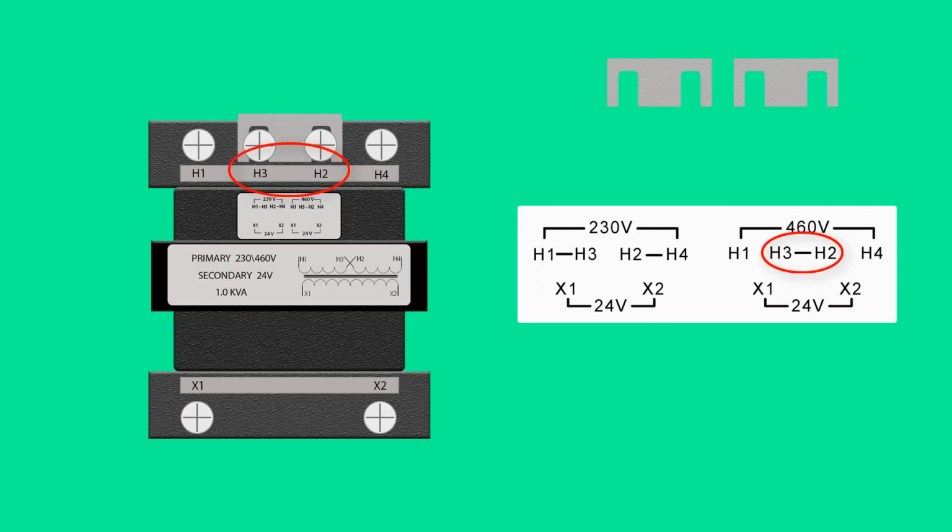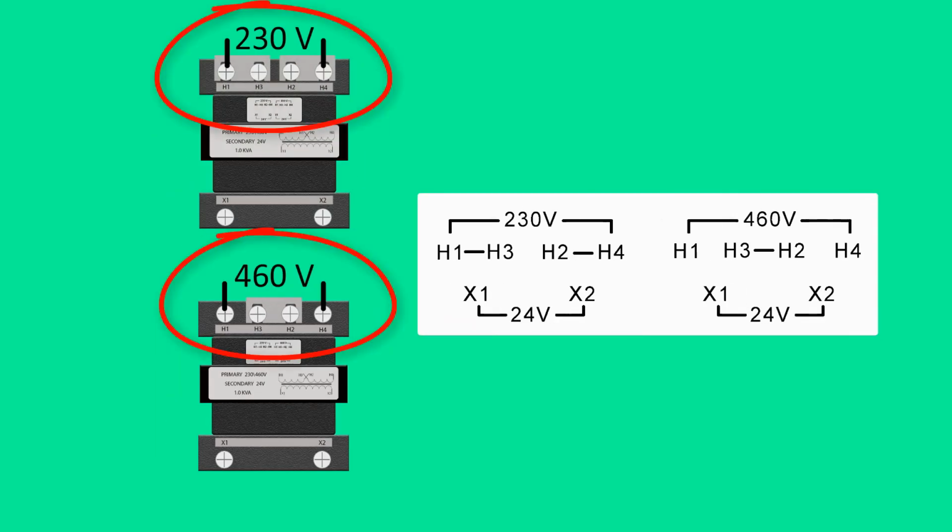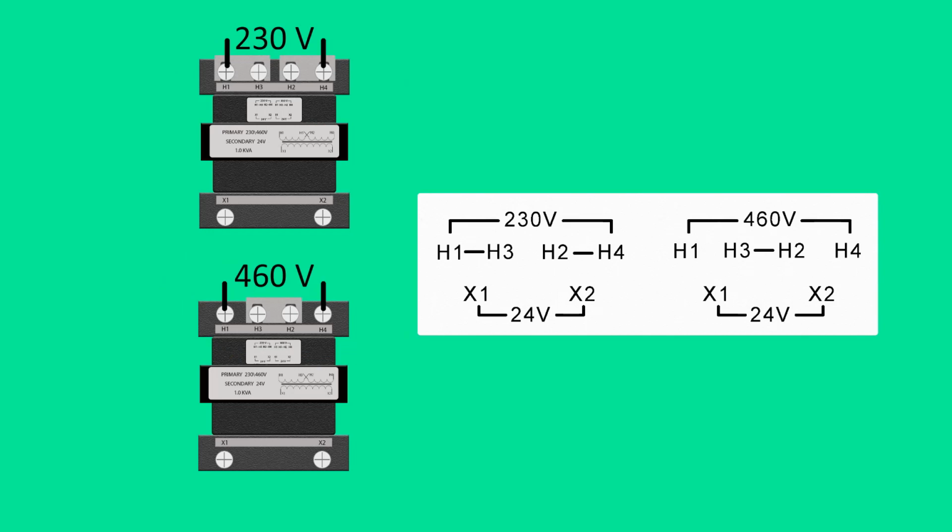Only a single jumper is used when the transformer primary is supplied with 460 volts. A single jumper connects H2 and H3. 460 volts is then supplied to H1 and H4. The transformer supply voltage must be identified and the corresponding jumpers installed for correct operation. The transformer can be damaged or destroyed if wired incorrectly.